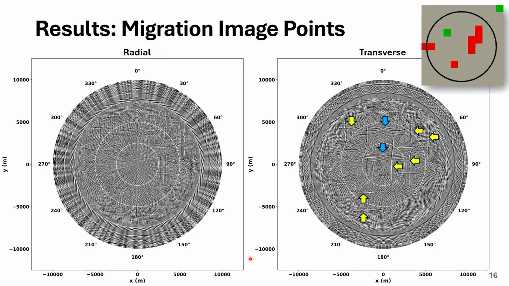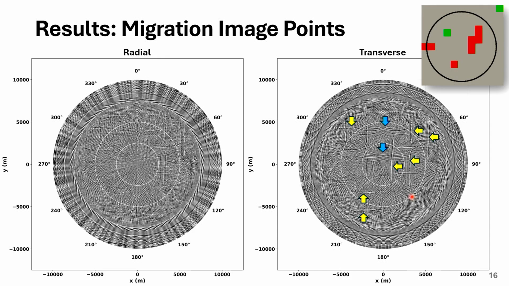So here are the results from the migration algorithm that I developed. Again, on the top right, I'm just putting a little image of the model domain, just so we can make a comparison. On the left is the image processed from the radial component, and on the right is the transverse component. The radial seems to have the weakest ability to map these interfaces, whereas the transverse is very clear. So the yellow arrows are pointing to the interfaces that correspond to the various anomalies within the ring, both high and low. And the blue point to smeared or misfocused reflections, which I believe come from outside the ring.